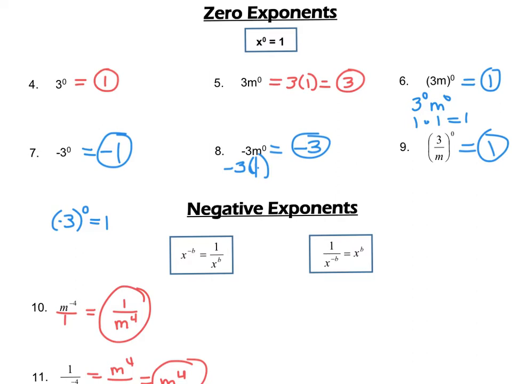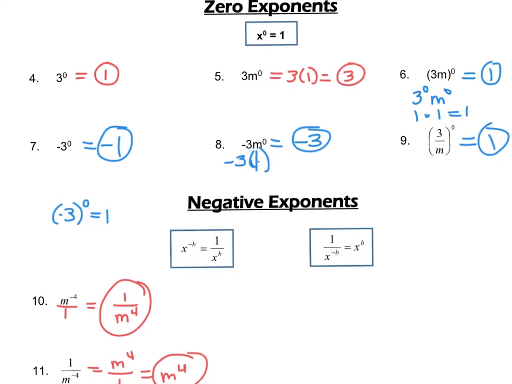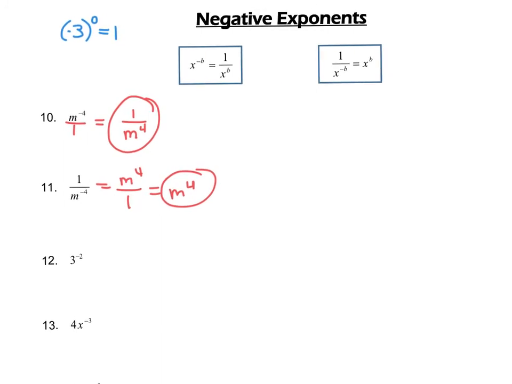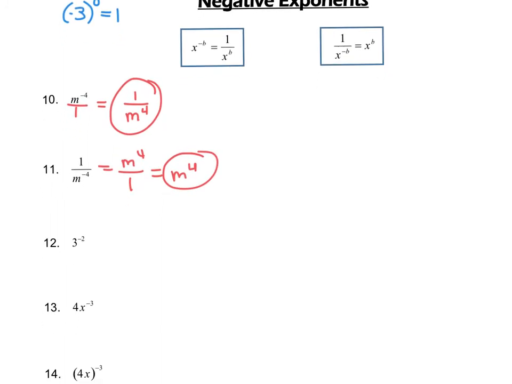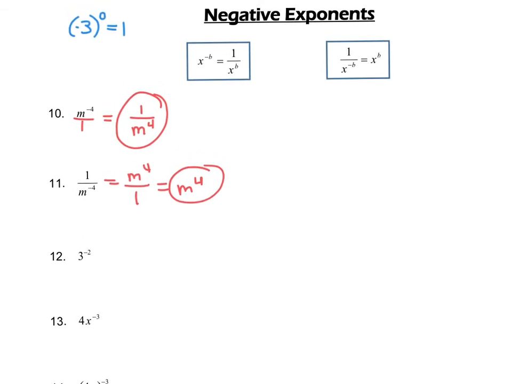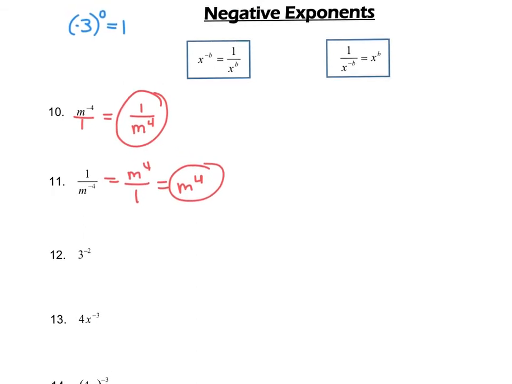All right, so now let's look at, on the bottom of the page, negative exponents. So I know on the Ed Puzzle last night, you went over numbers 10, 11, and I think down there, number 15. So what I'd like you to do is, on this page, try out the ones that we didn't do. So 12 through 14, and then hit play and check your work.